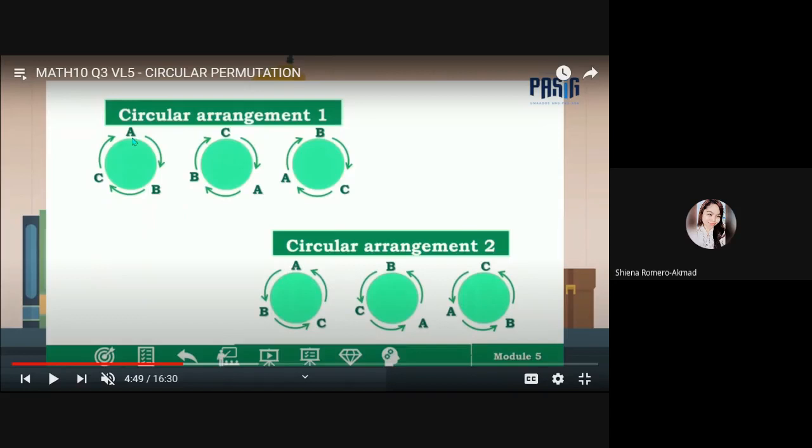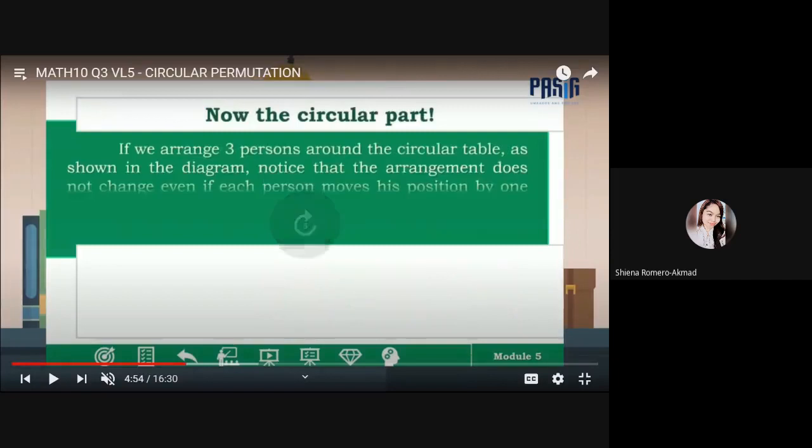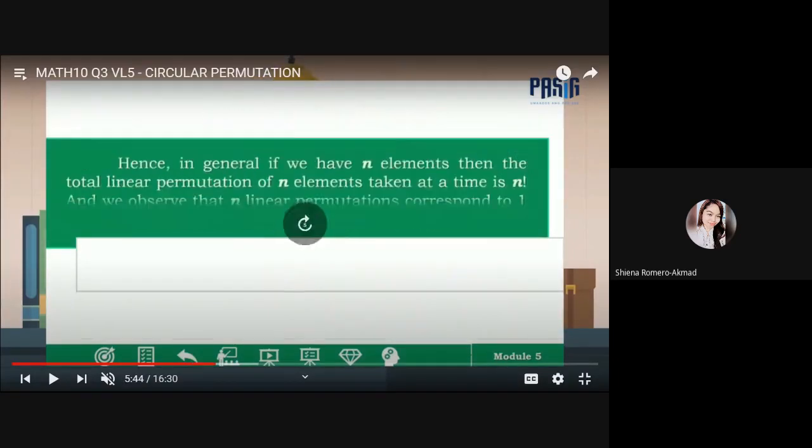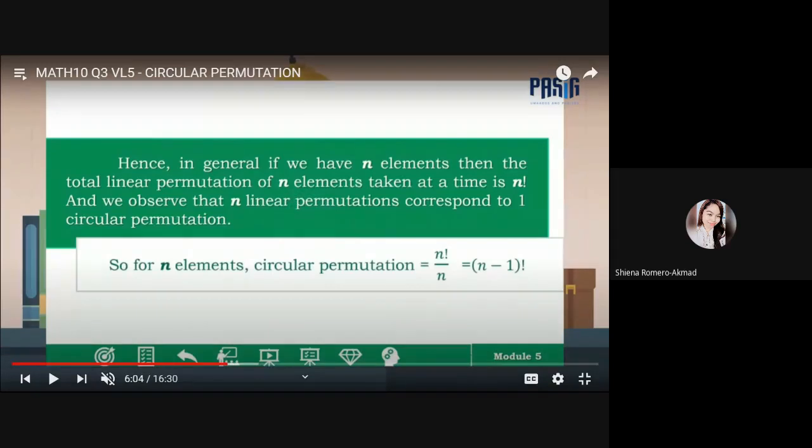That's why you have to subtract A from 3, so that's 3 minus 1 equals 2, and we have 2 factorial. And 2 factorial is equal to 2. Kaya nga sabi natin, if we are arranging 3 people like this, A, B, C, in a round table, dalawang arrangement lang ang meron tayo. Itong circular arrangement 1 and circular arrangement 2. Okay? That's n-1 factorial.